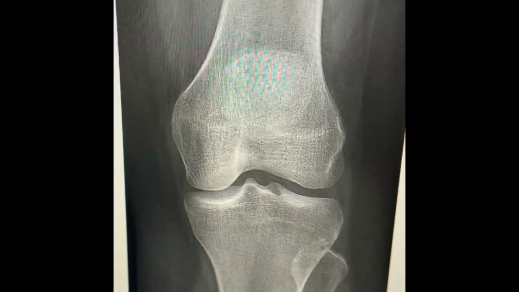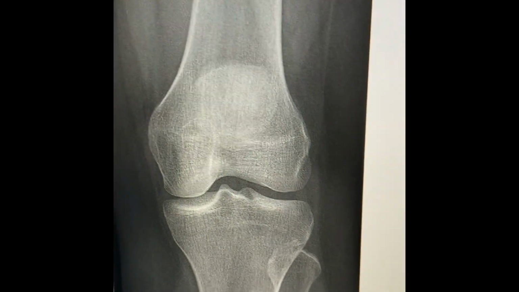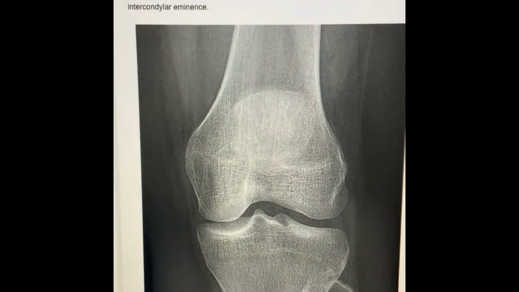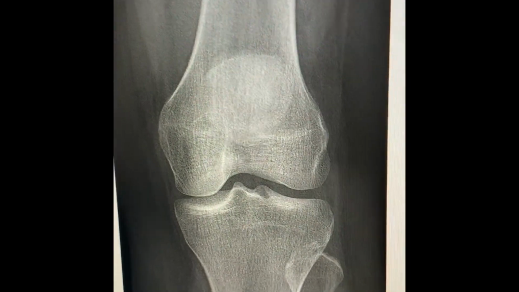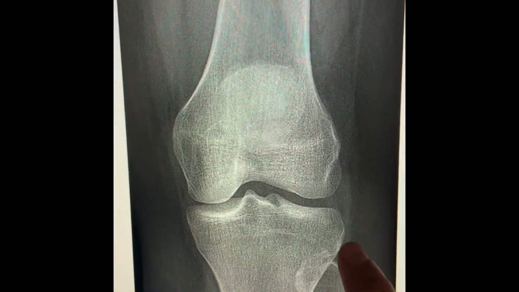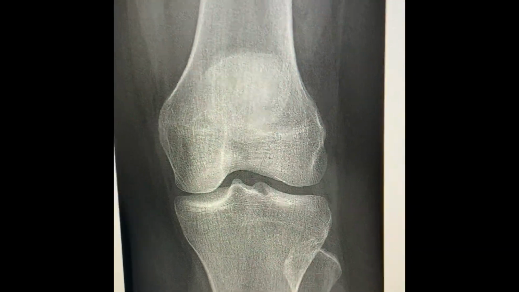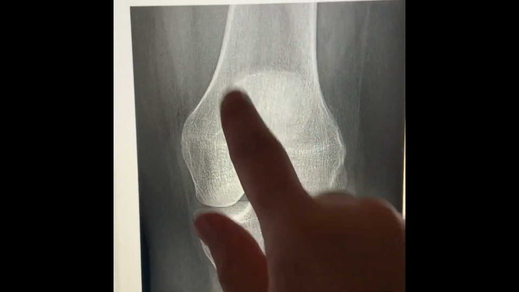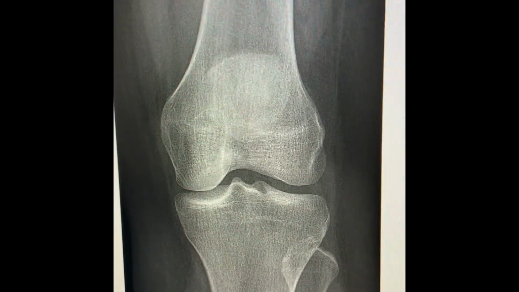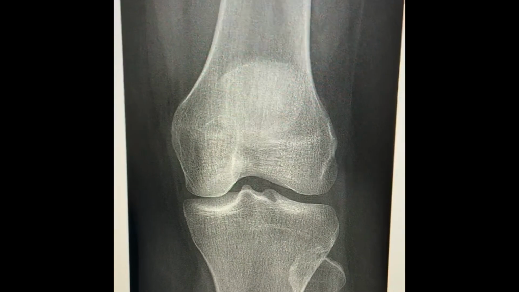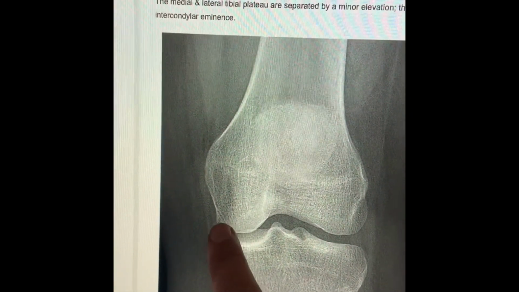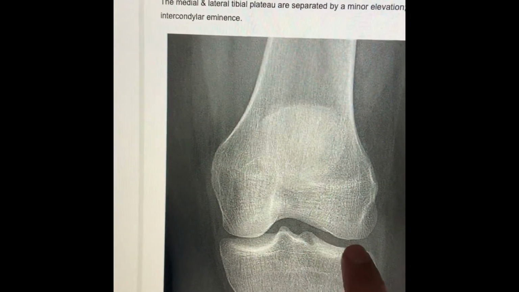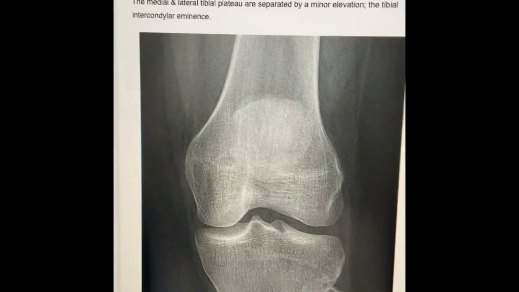The criteria for an AP knee is there needs to be no rotation, the femoral condyles need to be symmetric, the intercondylar eminence needs to be centered, the fibula needs to have slight superimposition over the tibia. The patella needs to be completely superimposed over the femur. There needs to be open joint space between the patella or the femur and the tibia. And then there also needs to be equal distance of width on either side.